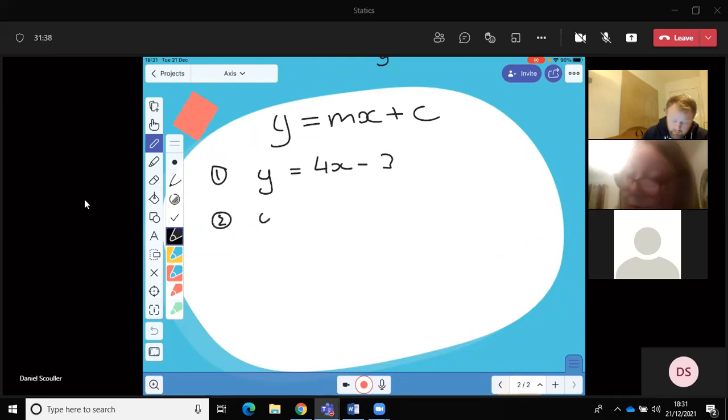Just try these yourself. You're trying to find the gradient and the y-intercept. I want the coordinate of the y-intercept.